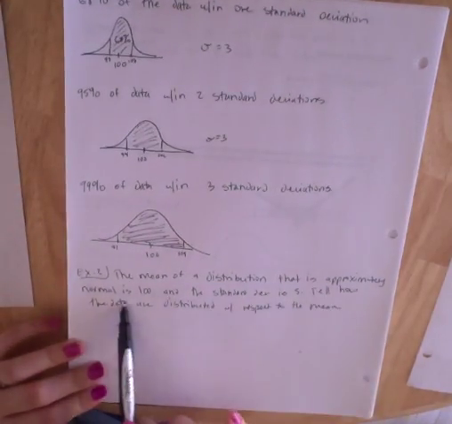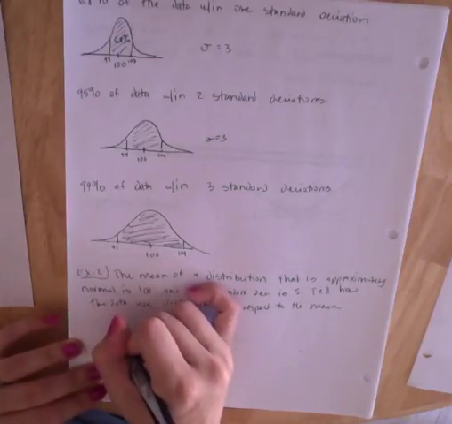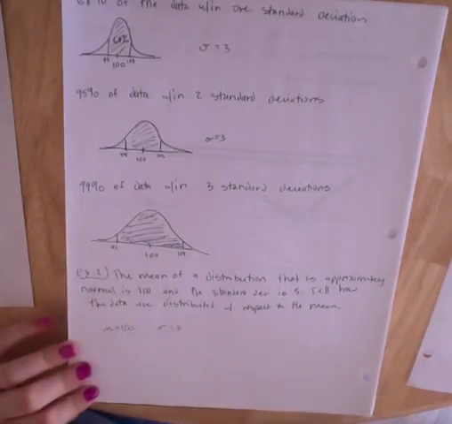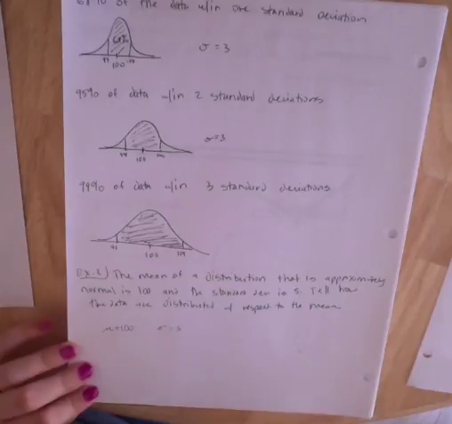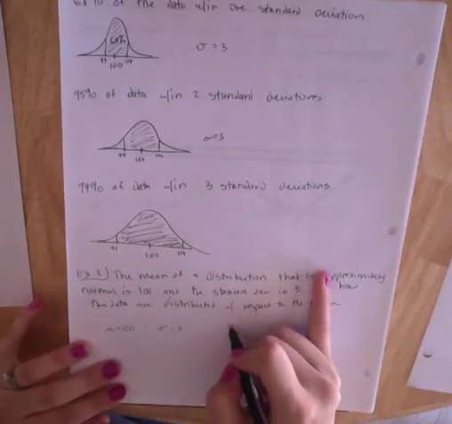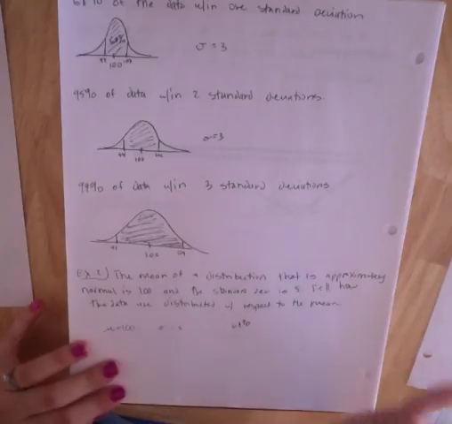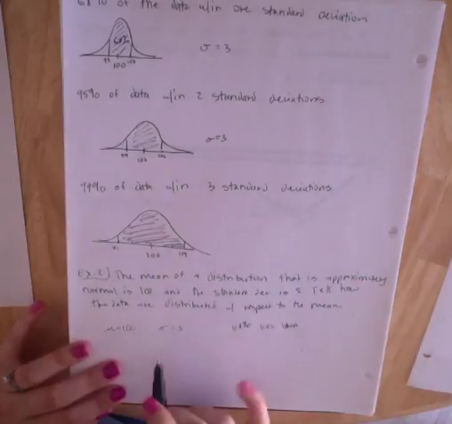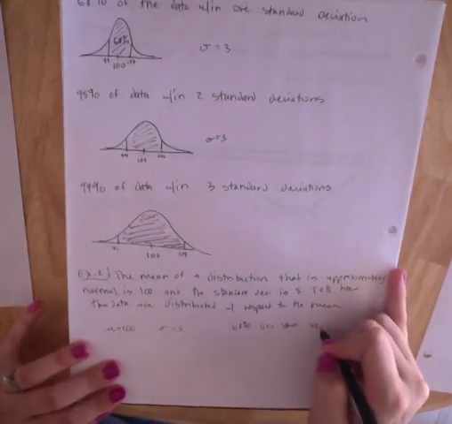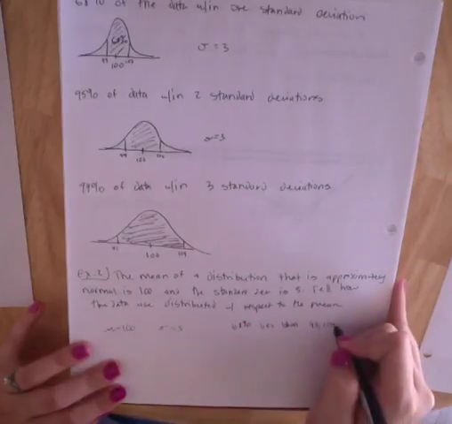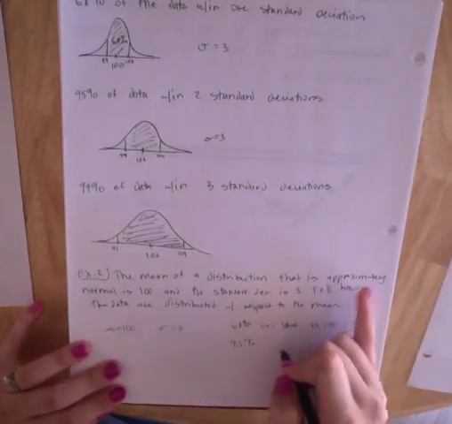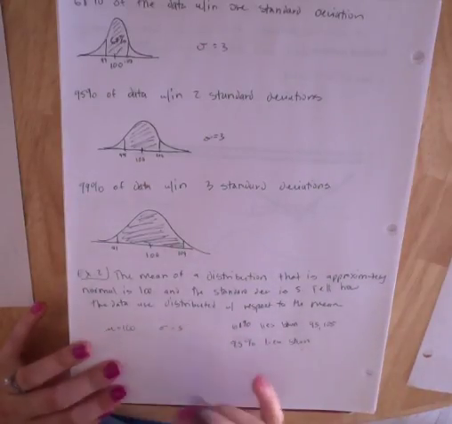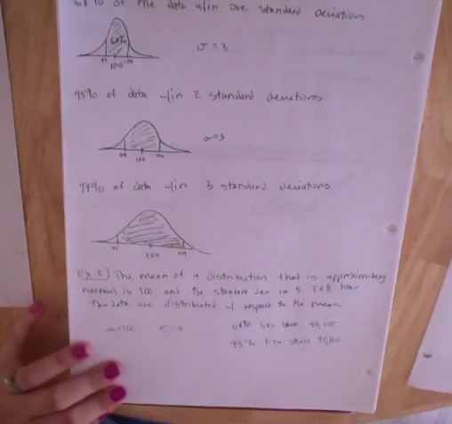The mean of a distribution that is approximately normal is 100, so mu is 100. And the standard deviation is 5. Tell how the data are distributed. So what does that mean? We know that 68% is within 1 standard deviation. So 68% lies between 100 minus 5, so 95, and 100 plus 5, 105. We have 95% of the data lies within 2 standard deviations, so 100 minus 10 gives me 90 and 110.